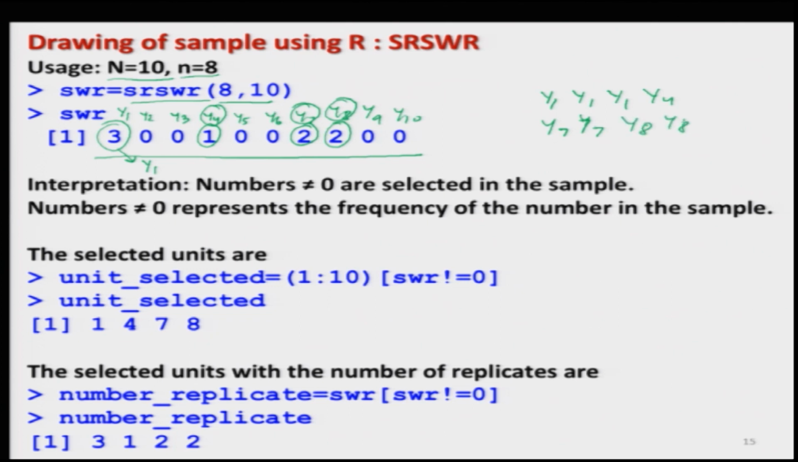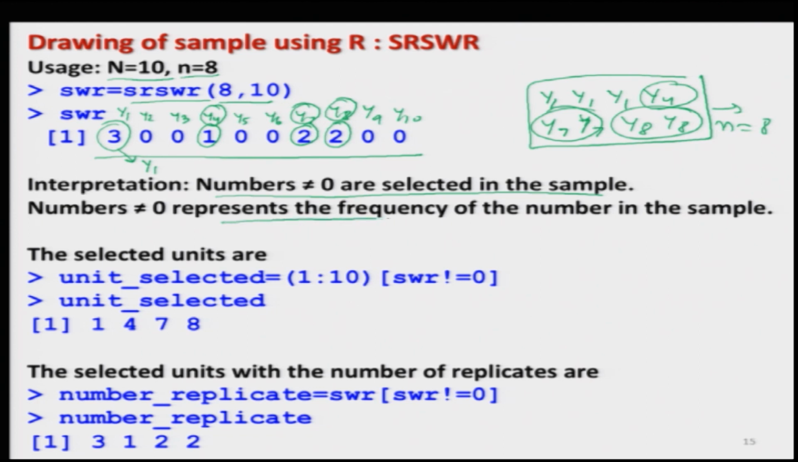So, you can see here now my sample consists of 3 values of y1, 1 value of y4, 2 values of y7 and 2 values of y8 amounting to n is equal to 8, that is a sample of size 8. So, this is the interpretation when I say we are using the command SRSWR. So, the rule is the numbers which are not equal to 0 are selected in the sample, and these numbers are representing the frequency of the numbers in the sample.